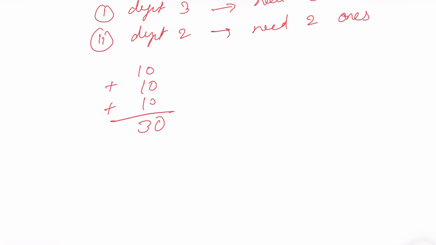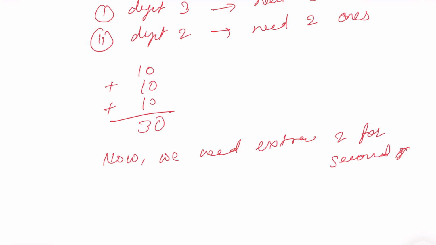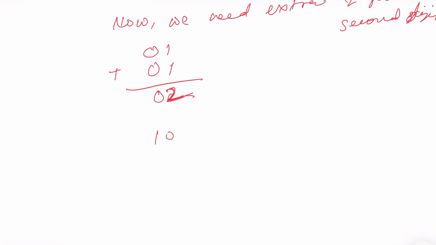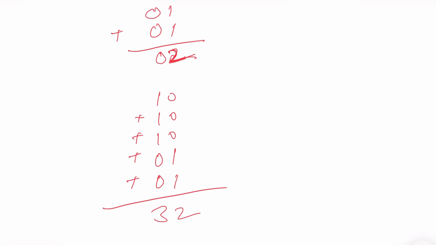Now we need an extra 2 for the second digit. For the second digit we can say 0 1 and 0 1, which gives 0 2, like that. So in total, we have 10, 10, 10, then 01 and 01. Now do the sum. If you do, you'll get 32. Like that we need to find it for the given n.